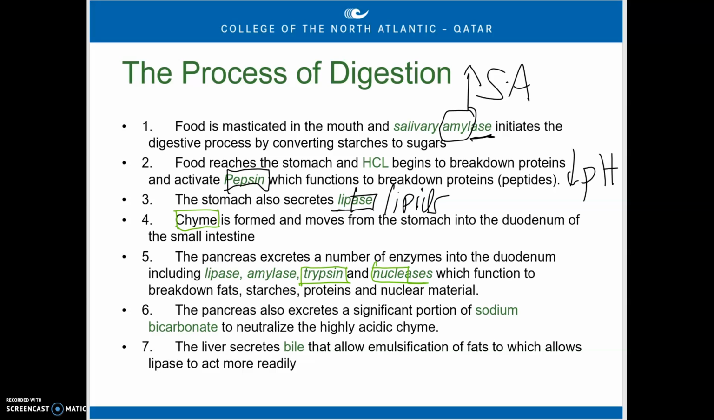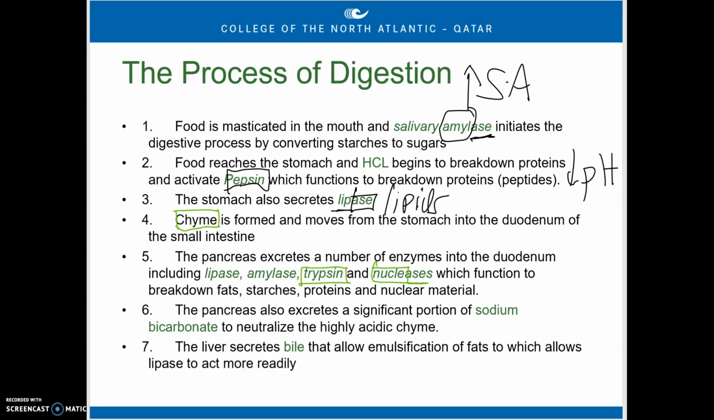Now, the pancreas also secretes a large portion of sodium bicarbonate. And sodium bicarbonate is going to act as a buffer. It's going to help neutralize that really acidic chyme that came from the stomach, because we don't want to have a really acidic juice rolling around through our digestive system, because such a low pH can really damage tissues. So having the protection from the small intestine and the pancreas right there, it certainly helps a lot to prevent any damage to the small intestine.